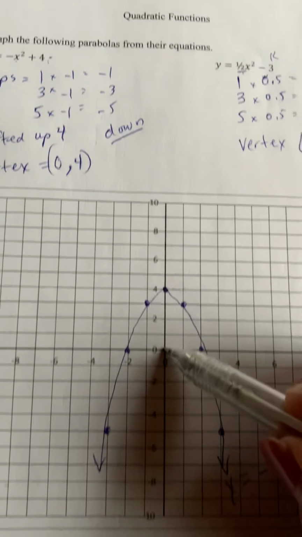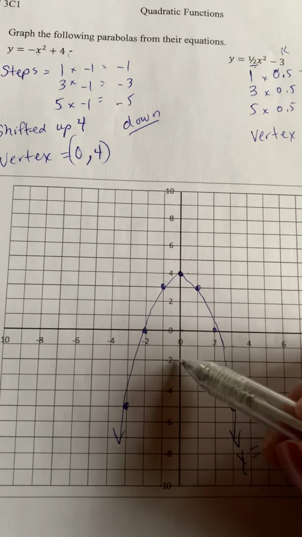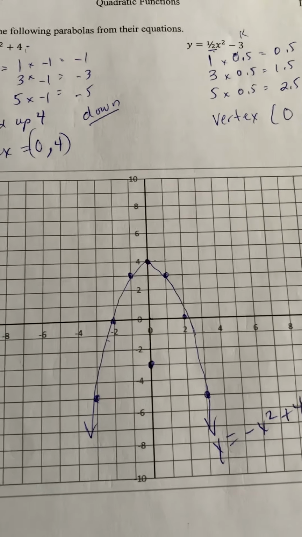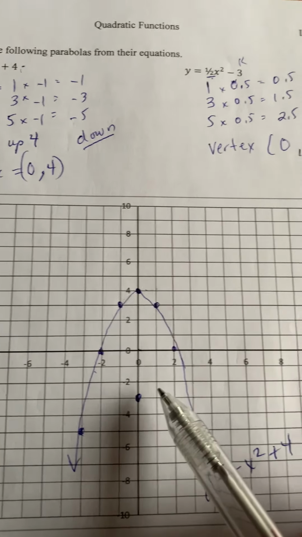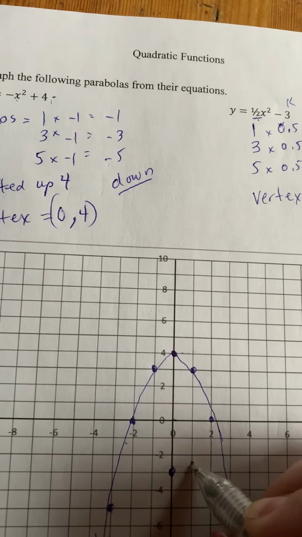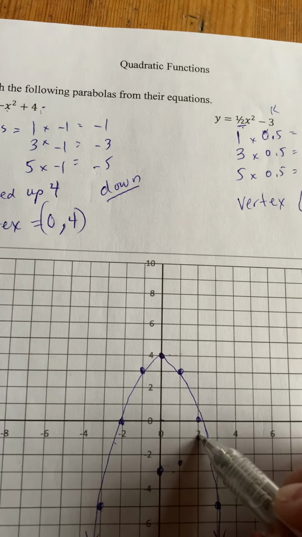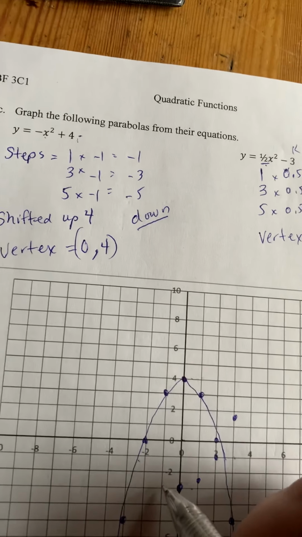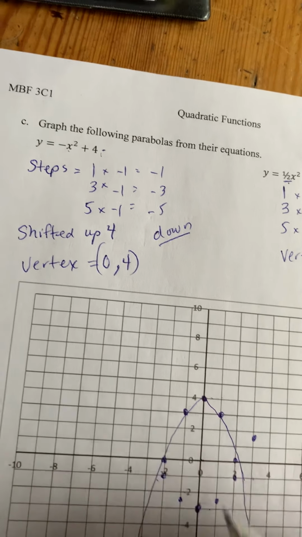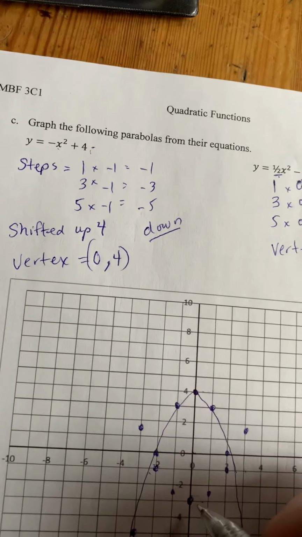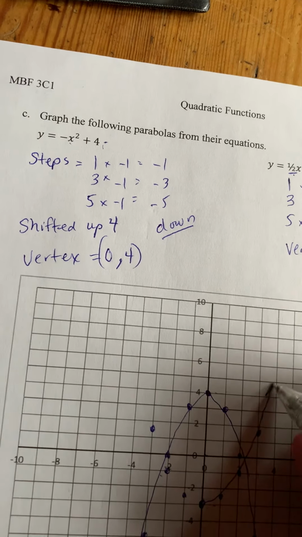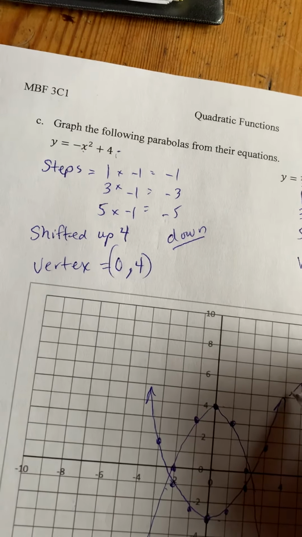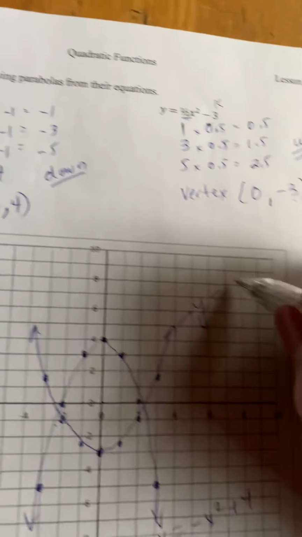So my vertex normally would be at 0, 0. It's now shifted 1, 2, 3 spaces to 0, -3. From that vertex, I go over 1, up 0.5. Over 1, up 1.5. Over 1, up 2.5. And then I mirror that on both sides. Okay, and this is where I draw my next parabola. This is why having a magic multicolored pen really makes life so much easier.